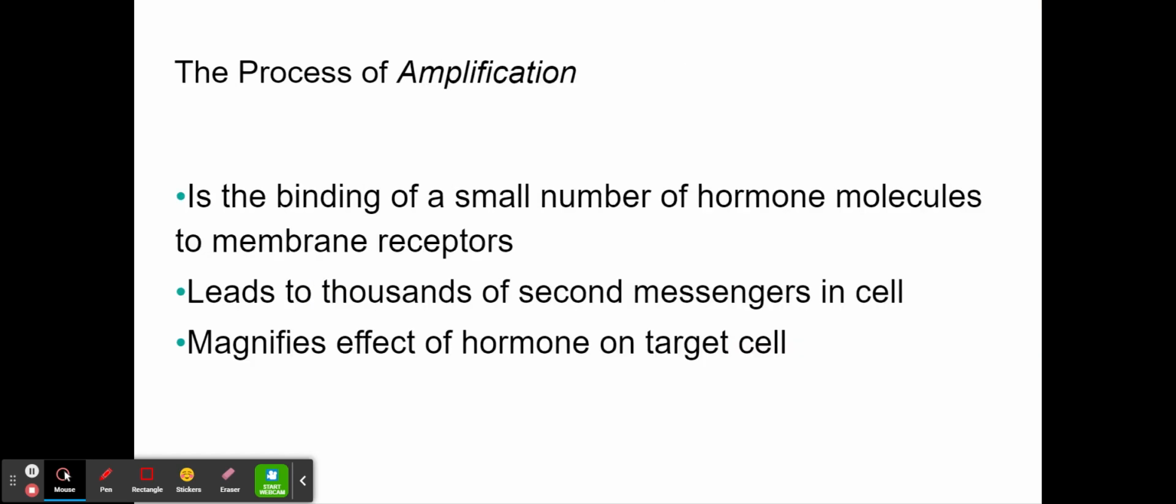So, when a small number of hormone molecules bind to membrane receptors, thousands of second messengers may appear in a cell. This process, which is called amplification, magnifies the effect of a hormone on the target cell. Moreover, the arrival of a single hormone may promote the release of more than one type of messenger, or the production of a linked sequence of enzymatic reactions known as a receptor cascade. Through such mechanisms, the hormone can alter many aspects of cell function at the same time.